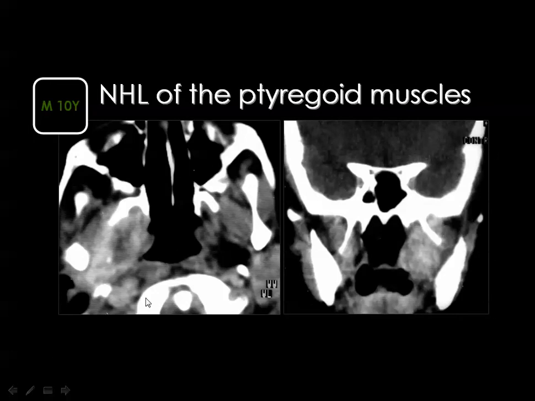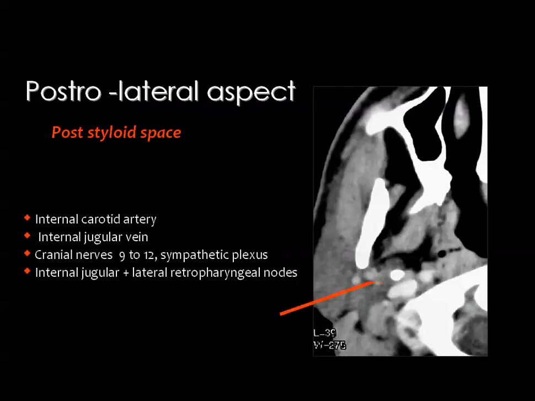And this child, you can see a heterogeneously enhanced mass infiltrating the pterygoid muscles. And you remember in the pediatric age group, you consider the possibility of lymphoma or rhabdomyosarcoma. If you see bulky lymph nodes in the neck or significant lymphadenopathy, you may prefer the diagnosis of lymphoma, and the biopsy will solve the problem in most of the cases.